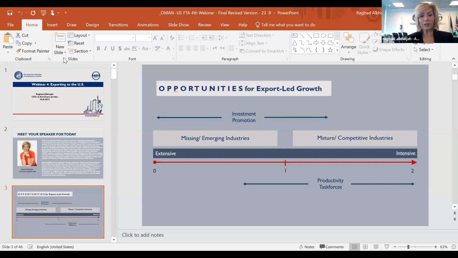And also if there is a mature and a competitive industry, and we'll talk about competitiveness in detail as we go into the presentation today. These are two major components that we need to keep in our minds when we are venturing into exports and identify a market that we would like to enter or increase our opportunity in.